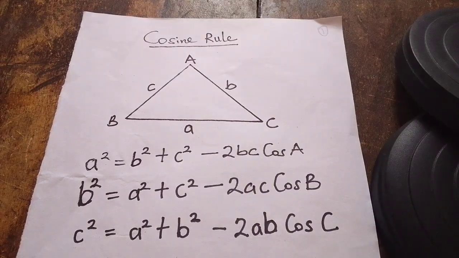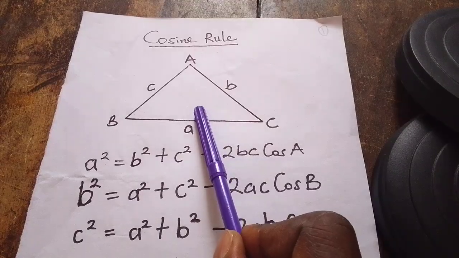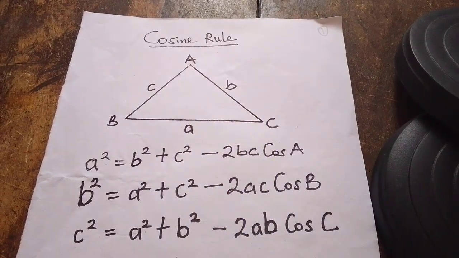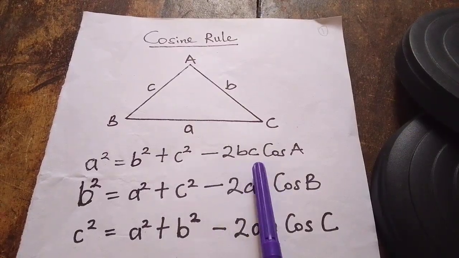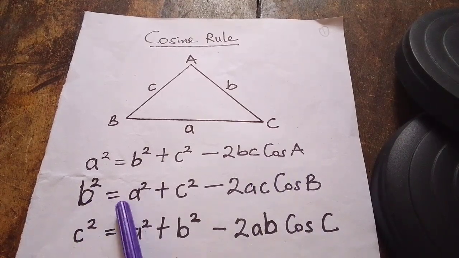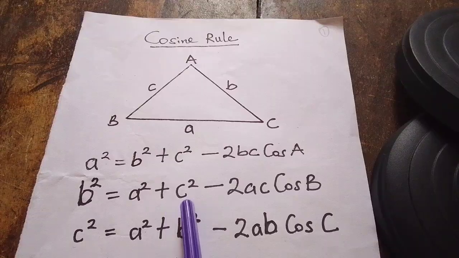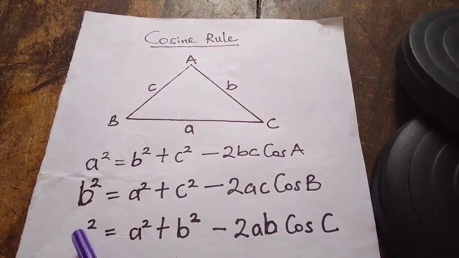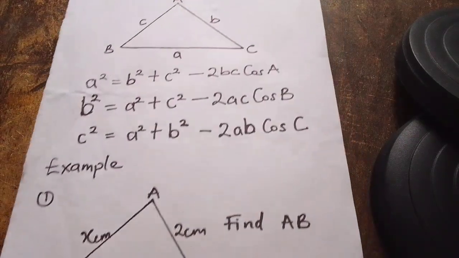So the formula depends on which side you are looking for, to then pick the arrangement of the angle. So we have a square equals b square plus c square minus 2bc cos A. And also b square is equal to a square plus c square minus 2ac cos B, and c square is equal to a square plus b square minus 2ab cos C. Now let's look at this example.